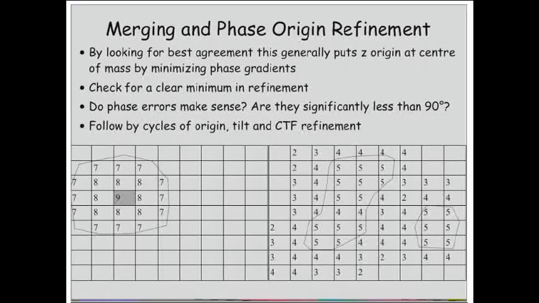So be critical. If you start to see this situation where you've got a very ambiguous phase origin match, be critical. Look at your data. Maybe your data aren't good enough. Throw them out. Move on to the next image.